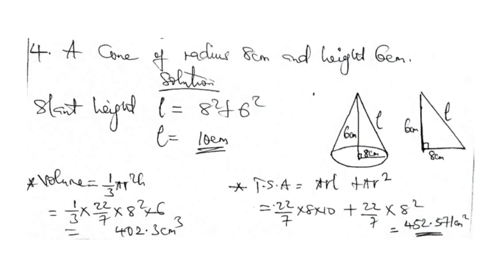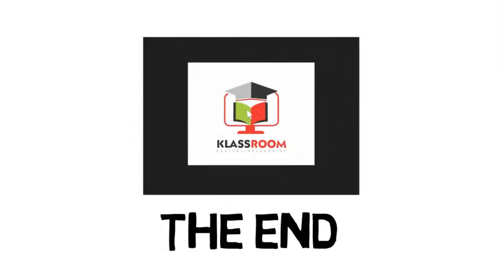452.571 centimeters squared. The volume is 1 over 3 pi r squared h equals 1 over 3 times 22 over 7 times 8 squared times 6. When multiplied and simplified, we have 402.3 centimeters cubed. That brings us to the end.